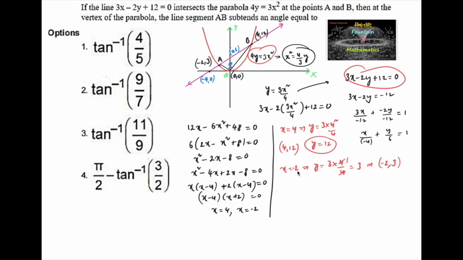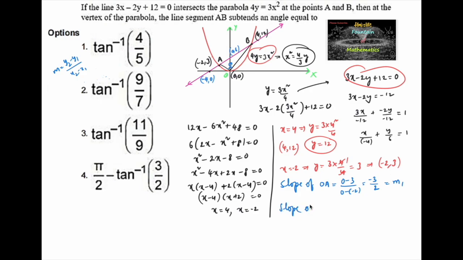Let's find the slope of OA. So we can write slope of the line segment OA is equal to, we know the formula, slope is y2 minus y1 by x2 minus x1. So we can write 0 minus 3 divided by 0 minus of minus 2, that is minus 3 by 2. Say this is m1.